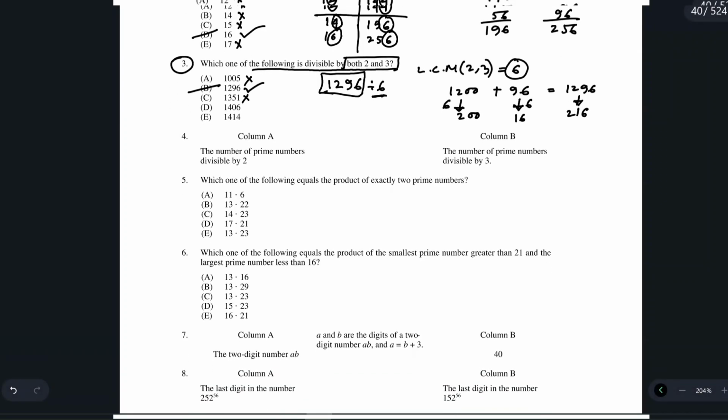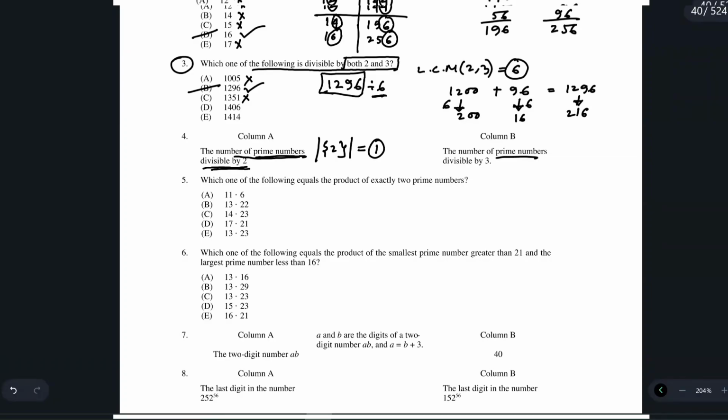Now let's move to question number 4. The number of prime numbers divisible by 2. Now prime numbers are not divisible by any numbers other than 1 and itself. So the only prime number that is divisible by 2 should be 2. So 2 is the only prime number that is divisible by 2. Let me write it down as a set. So here we see that we have only one number. So the number of prime numbers that are divisible by 2 is only 1.